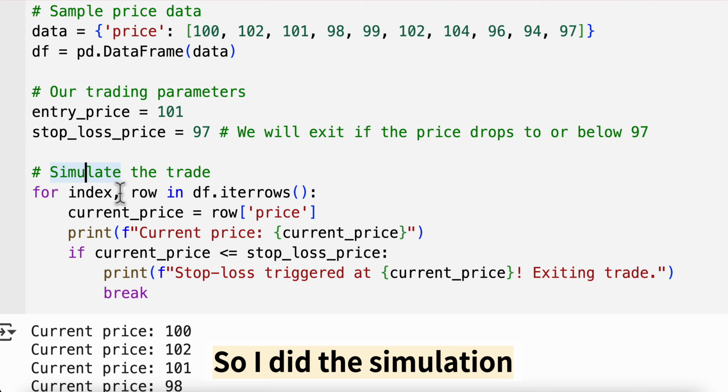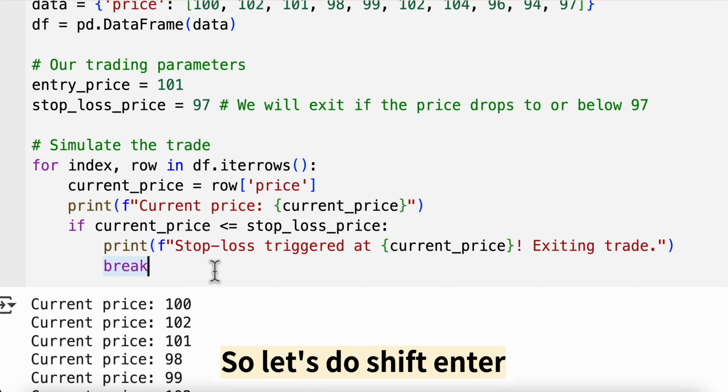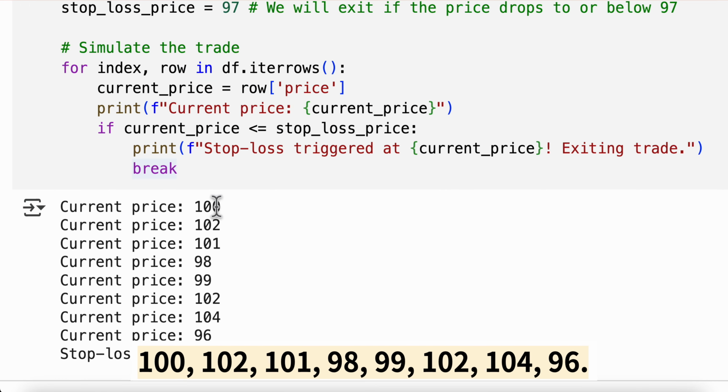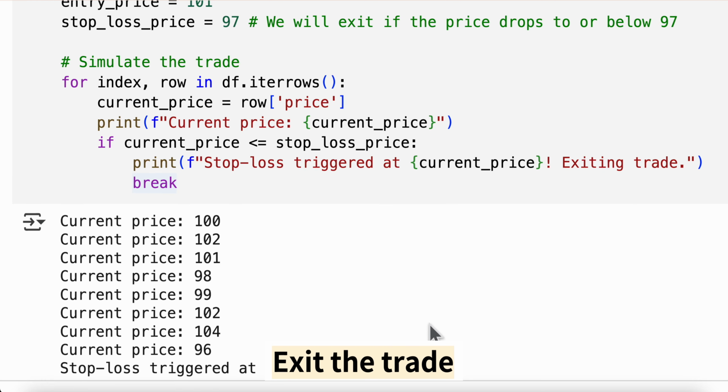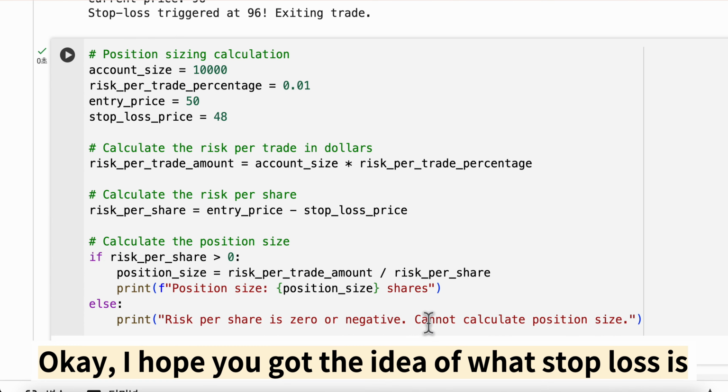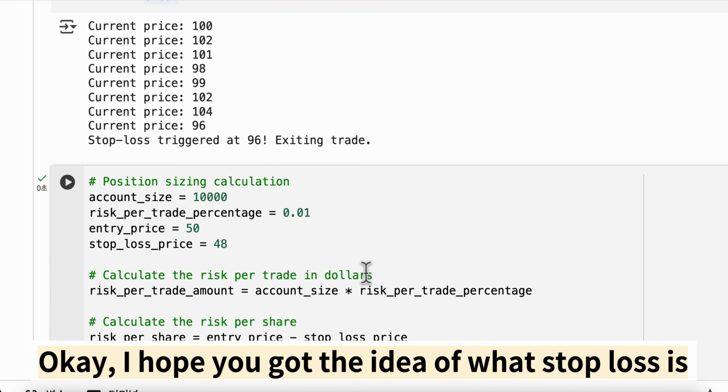So I did the simulation with a for loop here. Let's do shift enter. 100, 102, 101, 98, 99, 102, 104, 96. Stop loss triggered at 96. Exit the trade. This is how the stop loss works. Okay, I hope you got the idea of what stop loss is.